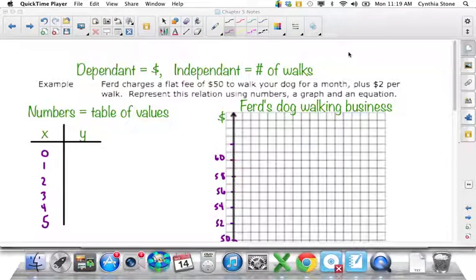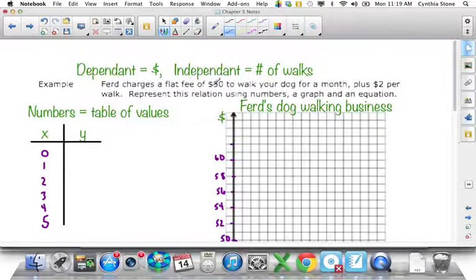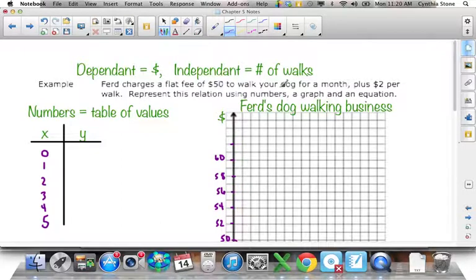5.6 on connecting rate of change, slope, first differences, finding equations, everything. And so here we have a relationship where Ferd is a dog walker. Basically, if you want him to walk your dog, he's going to charge you $50 a month no matter what, plus $2 per walk. It's pretty steep if you ask me, but anyway.